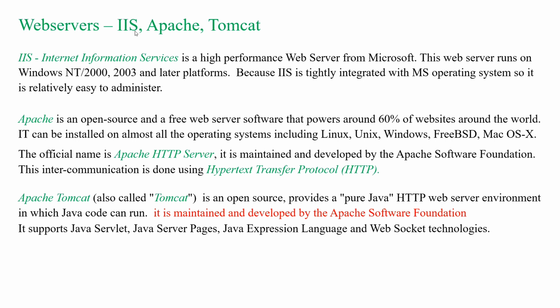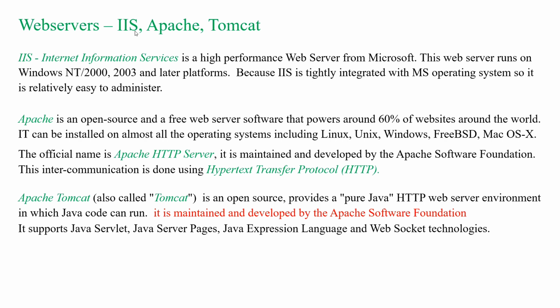I'm sorry for that. So this web server runs on Windows NT, 2000 version, 2003, 2019, 2021, 22, and the later platforms. Because IIS is tightly integrated with the Microsoft operating system, it is relatively much easier to administer. So any Windows-based web server will have IIS, Internet Information Services, by default. Can we install Apache Tomcat onto it? Yes, of course you can do it.